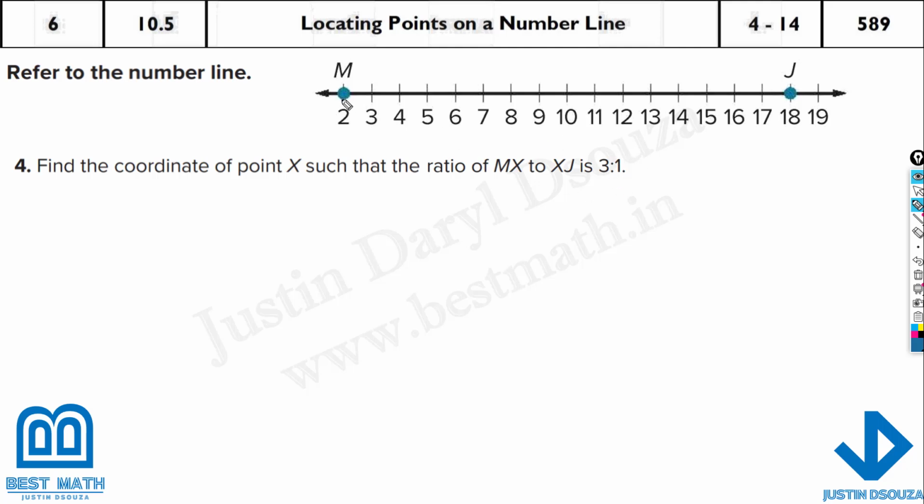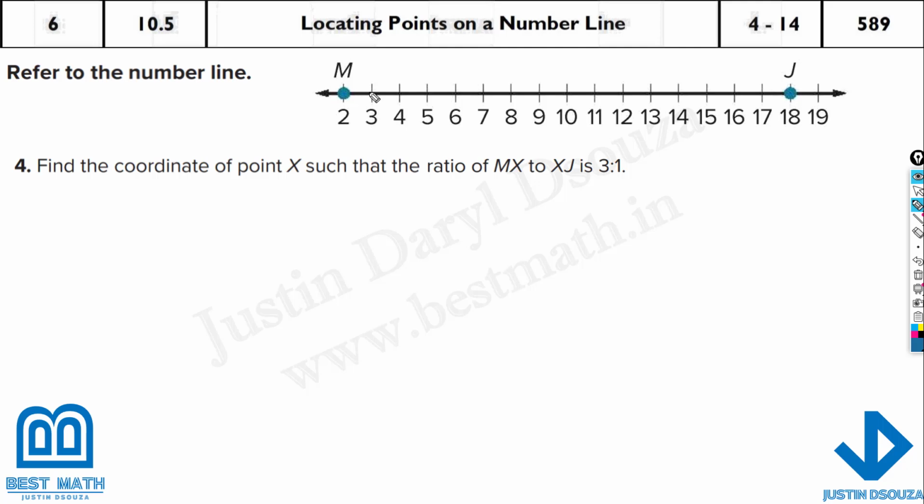Now what they're asking is there's a point somewhere over here, but the distance from M to J will be 3 times more than that point to J. I'm not exactly sure where it is. There are different ways you can count the total distance, divide by 4 and 3 parts, 1 part and everything, but there's a very easy formula.